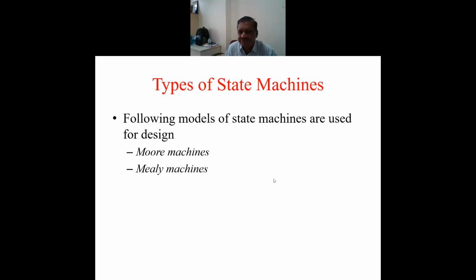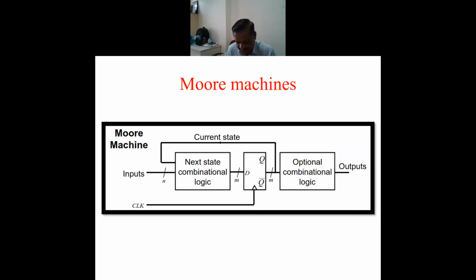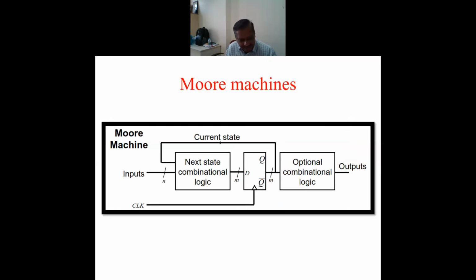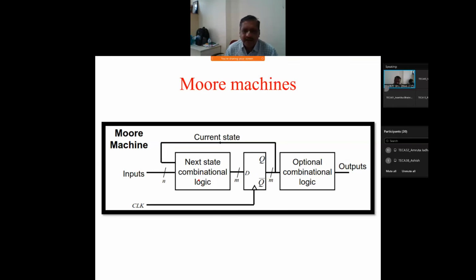The definition of the Mealy machine is that, look at this. How will we define this output? If the output of the machine depends on the present state only, then that machine is known as a Moore machine. Try to understand the concept. This is the generalized model for the Mealy machine as well as for the Moore machine.